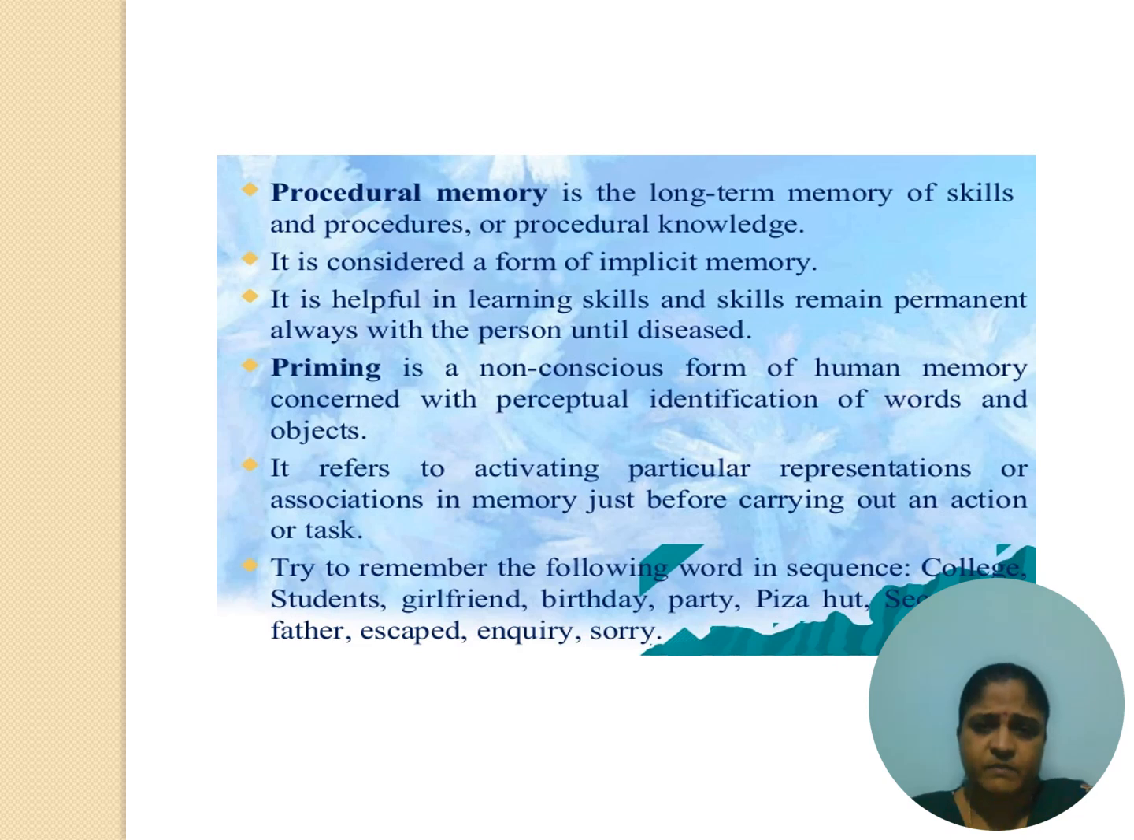Priming is a non-conscious form of human memory concerned with the perceptual identification of words and objects. It refers to activating a particular representation or association in memory just before carrying out an action or task. That is, you remember something very closely before actually doing it. We have a sequence. For example, see a college student's birthday party. Birthday party means you will have Pizza Hut. All this connecting of events is priming.